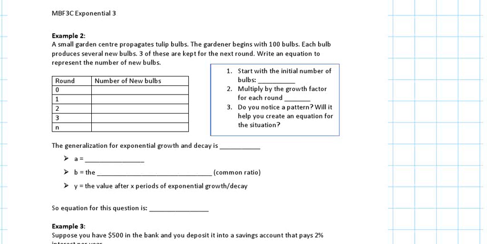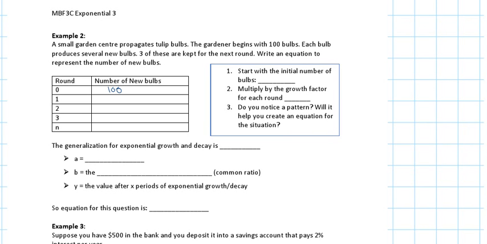So what am I starting with? What's my initial number of bulbs? 100, right? So that's before any round. That's my initial value. This is how much I have right now. So basically, the number of bulbs in round 0 is 100. In this case, I have an initial value other than 1.